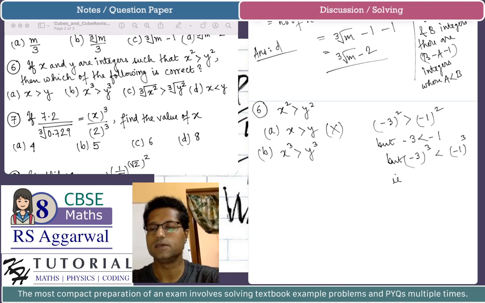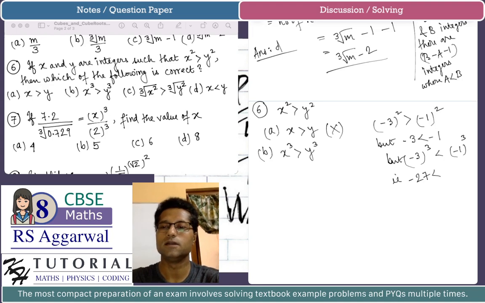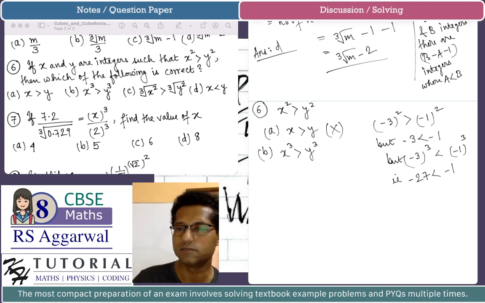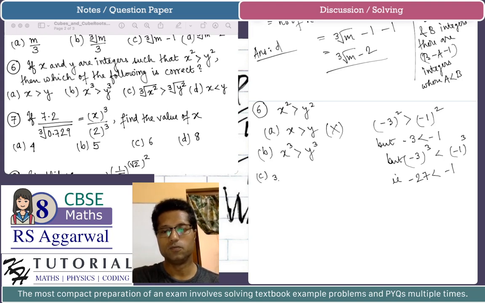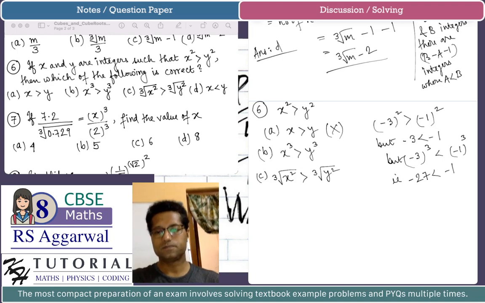That is, we can say that minus 3 cube is minus 27. Minus 27 is obviously less than minus 1 cube, which is minus 1. So if we just consider the example x as minus 3 and y as minus 1, it will be found that choices A and B are incorrect. What about choice C? It is saying that cube root of x square is greater than cube root of y square. Now this is true because x square and y square are both a positive number.